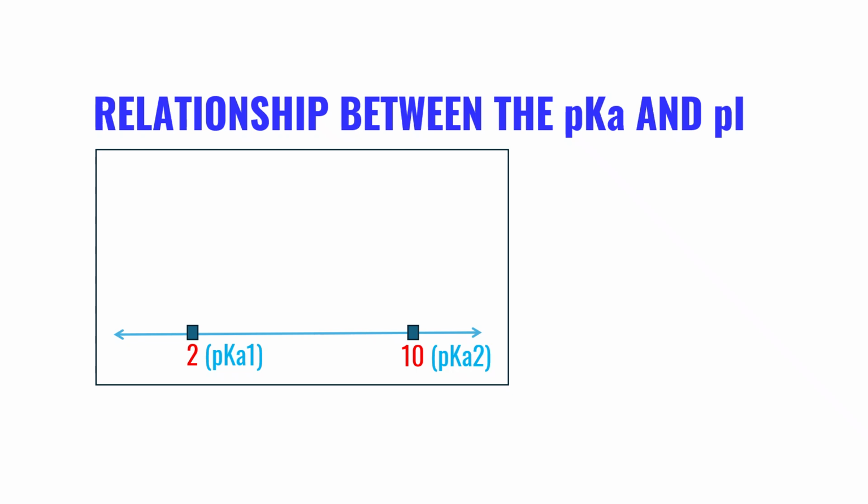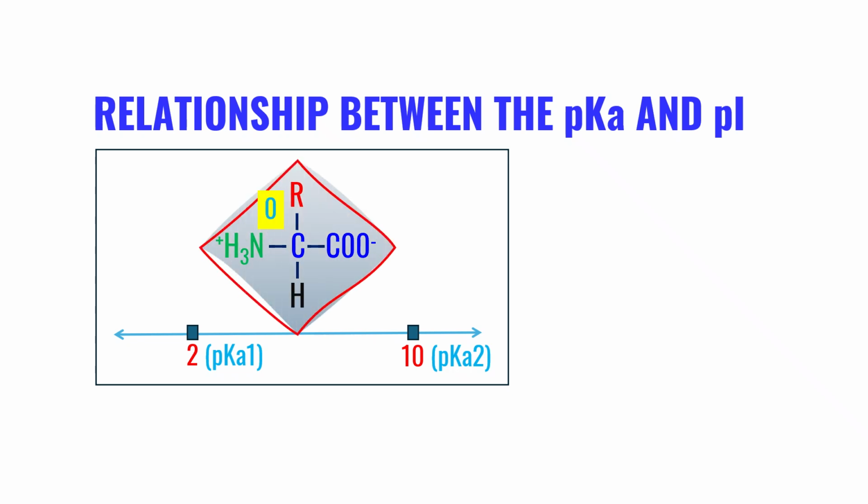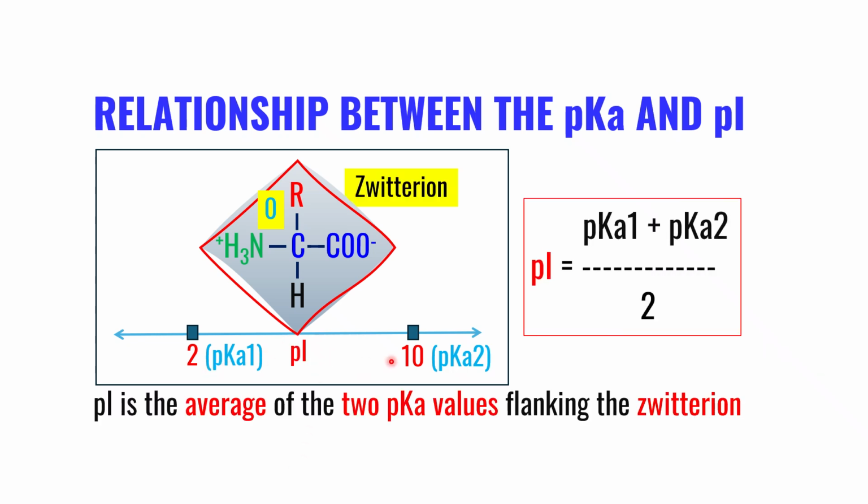So what is the relationship between the pKa and pI, or in other words, how will you use pKa values to calculate pI or isoelectric point? You have seen in the previous example that the zwitterion was formed midway between the pKa1 and pKa2. The values of pKa1 and pKa2 are given, which are equal to 2 and 10 respectively. And because this is being formed midway between pKa1 and pKa2, therefore the pI is the average of the two pK values flanking the zwitterion. Therefore you can calculate it by averaging the two pK values. So the pI will be equal to pK1 plus pK2 divided by 2. So in this case 2 plus 10 divided by 2 is equal to 6.